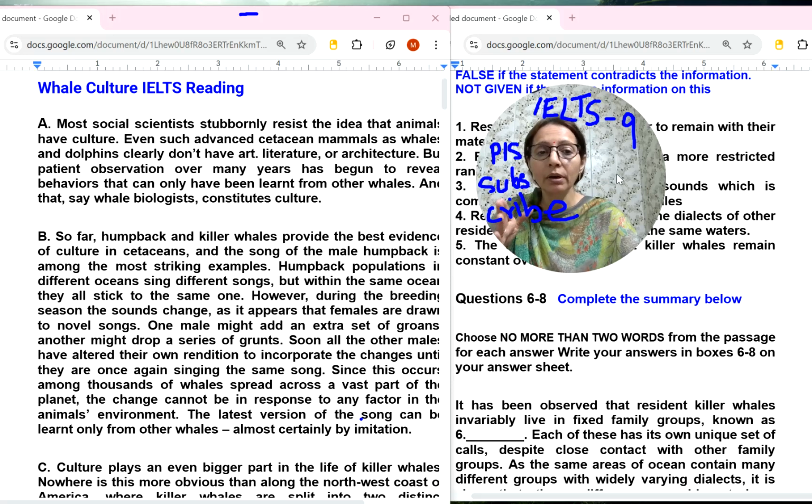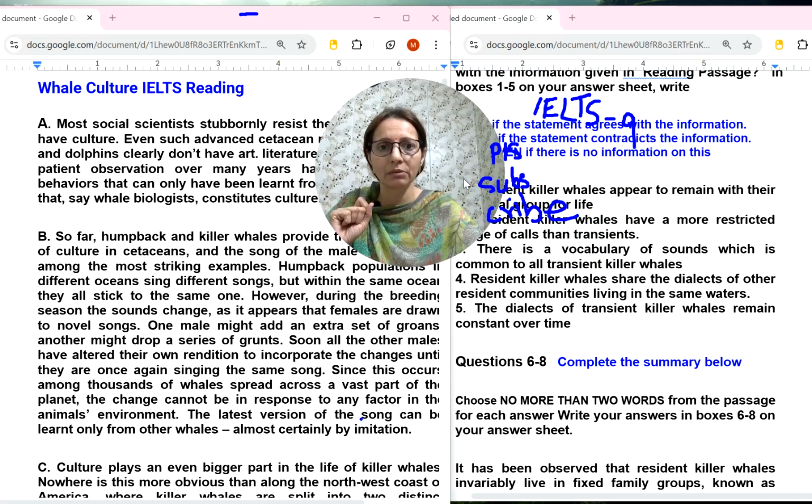I am sure the IELTS examiner has framed all questions according to the flow of the reading passage. That's the main important thing you need to understand. Except list of headings as well as which section contains the following information, these will come without any order. Otherwise, all different questions will come in order. Okay, let's start this reading with true, false, not given.